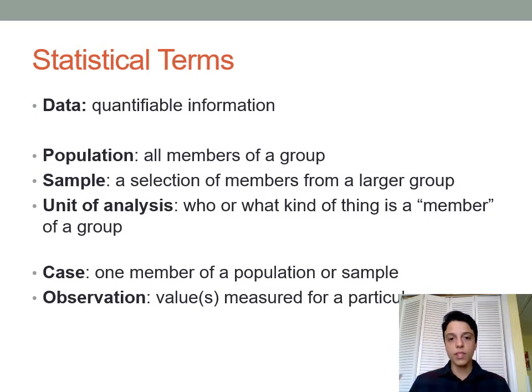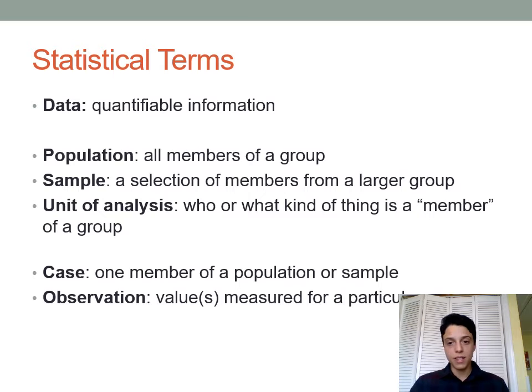So again, an observation would be, in this particular sample, did they use force? In this particular case, did they use force? In this particular case, was the officer respectful? And so on. And so each of those things, whether they used force, whether the officer was respectful, whether the citizen was intoxicated, those would be observations that we have about a particular case. So a particular member of that sample.